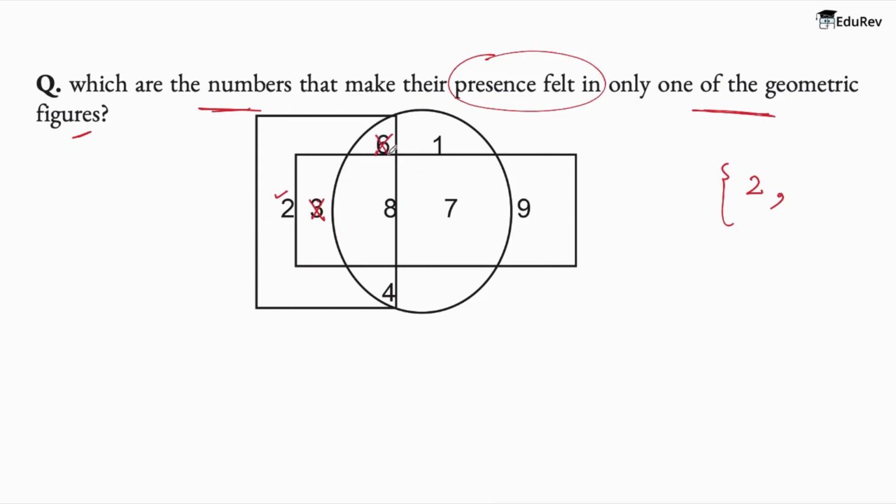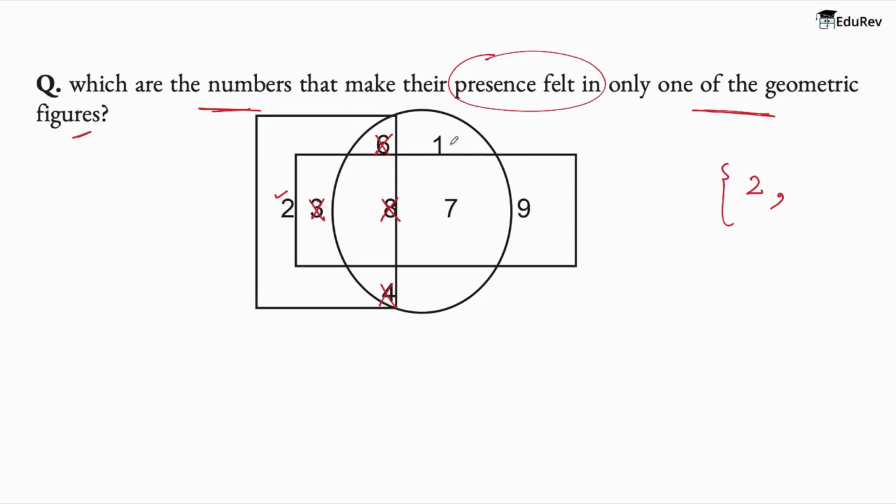So we cannot take 6. This 8 is in your circle, in your vertical rectangle and in your horizontal rectangle as well. So this is the vertical rectangle, this is the horizontal rectangle, this is your circle. So this 8 is present in all 3, so we cannot take this. Even your 4 is similar to 6 because it's present in your vertical rectangle and in your circle. So we cannot take 4 as well.